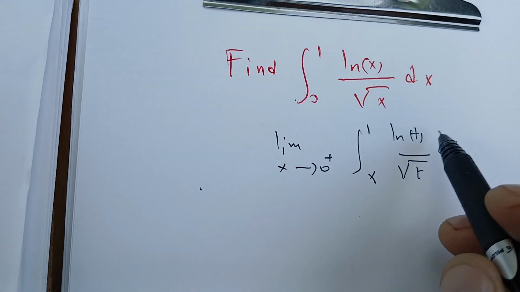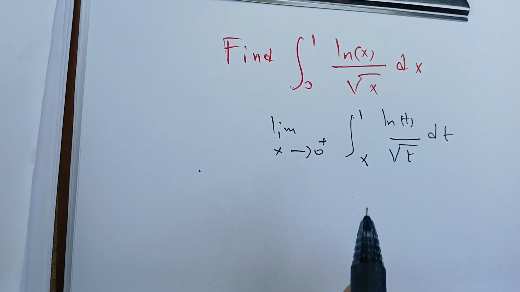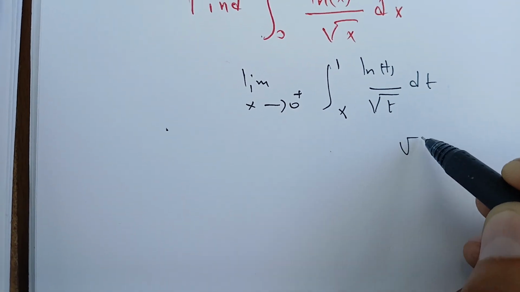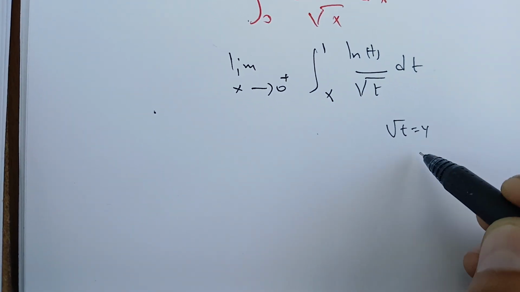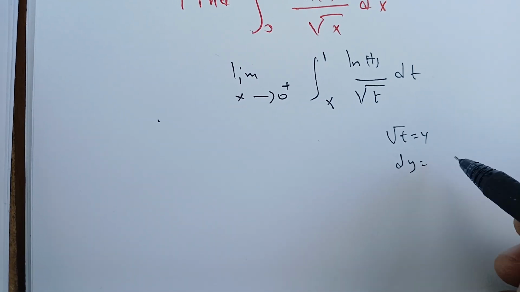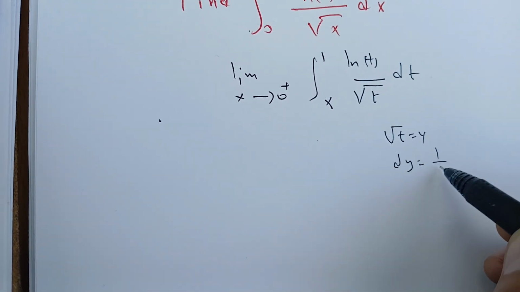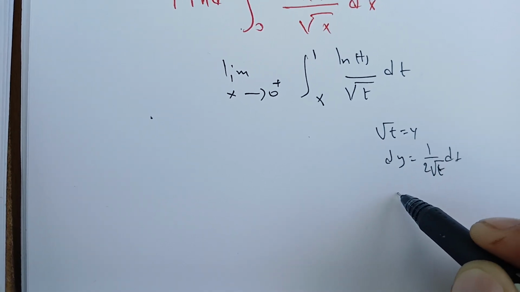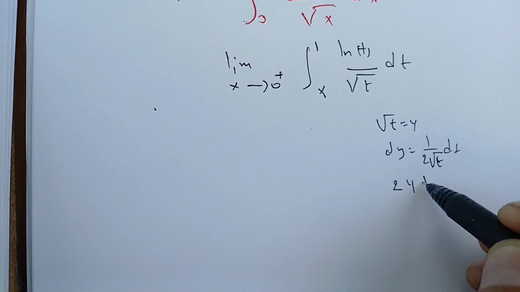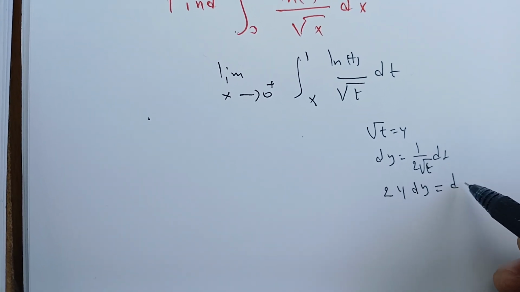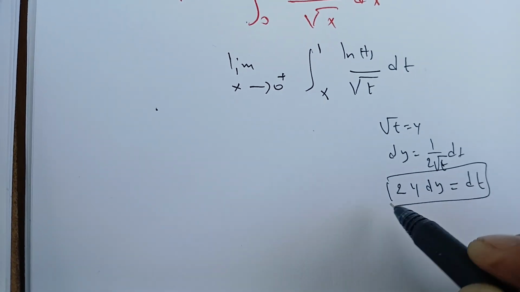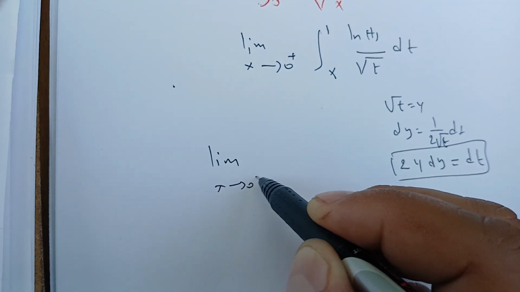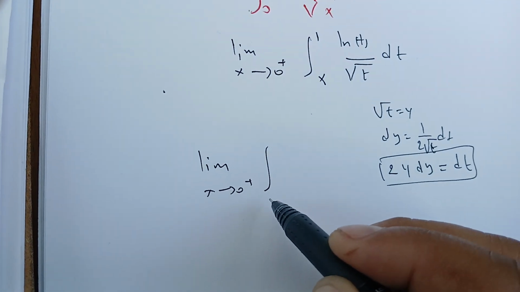Okay, the best way to get rid of the square root here is to define a change of variable. Let's call square root of t as y. So we have dy is 1 over 2 square root of t dt, and this is just 2y dy. That means dt is this value. The other issue is that we need to change the bounds, but we would have no problem.